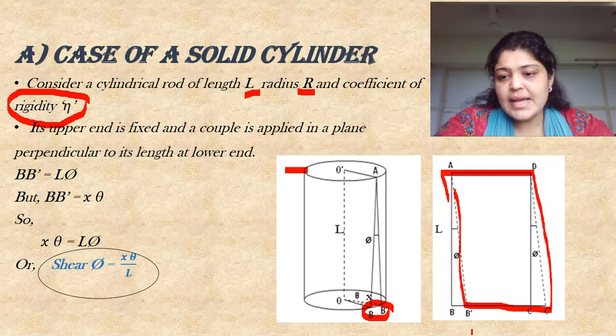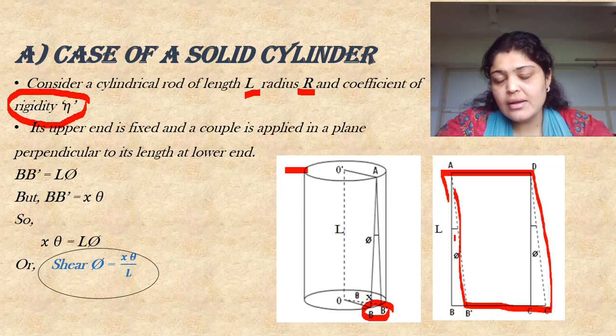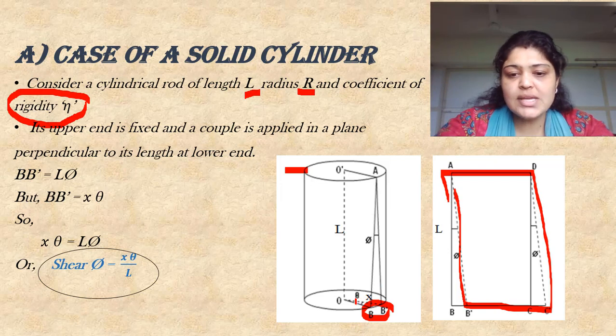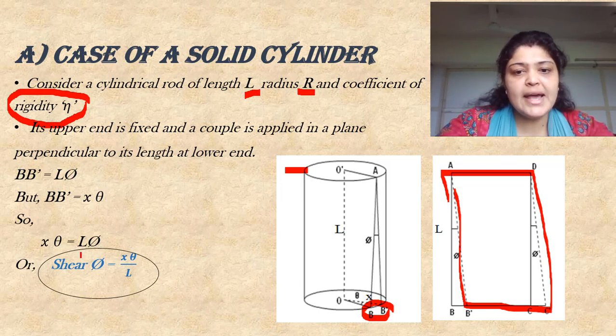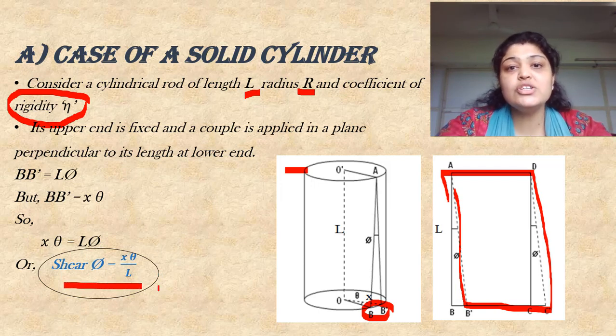According to this diagram, I can say that BB dash is equal to perpendicular distance into the angle. So based on the two different diagrams, I have two relations. One says BB dash is equal to x theta. The other says BB dash is equal to L phi. This was the deforming angle and this is the resultant shear. Comparing both the values of BB dash, we get x theta equals L phi, and on this basis we find that the shear phi produced is equal to x theta by L. This is the equation of the shear strain produced.